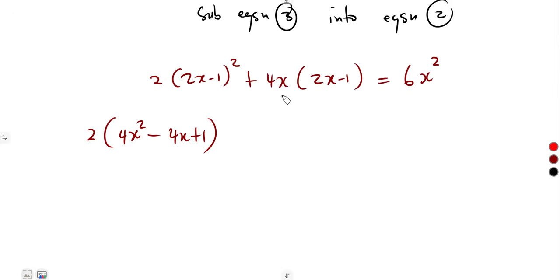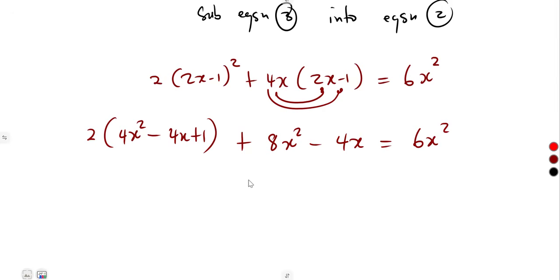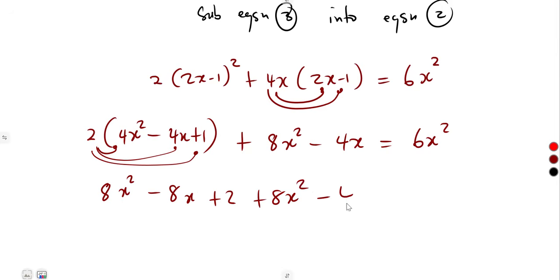Then here you can expand 4x times 2x. That is going to give us 8x squared. 4x times negative 1, negative 4x, which is equal to 6x squared. Let us try and work out the left-hand side. 2 times 4, that will be 8x squared. 2 times negative 4, negative 8x. 2 times 1, that's a positive 2. And this remains as it is, 8x squared minus 4x.